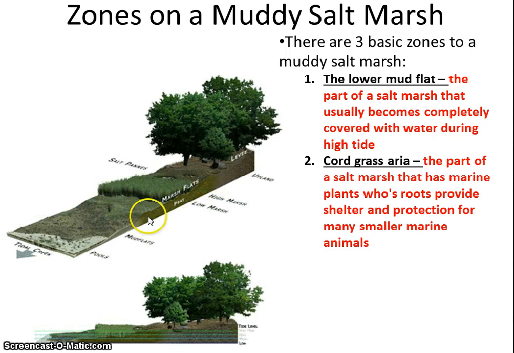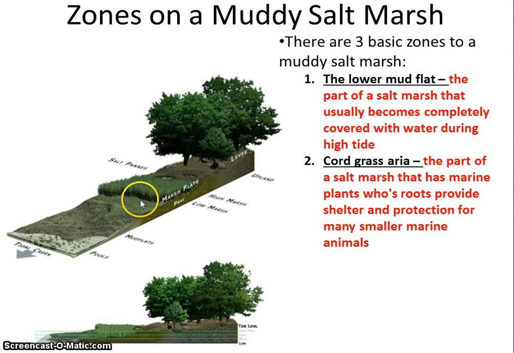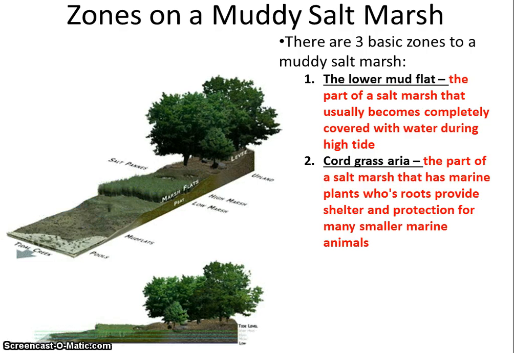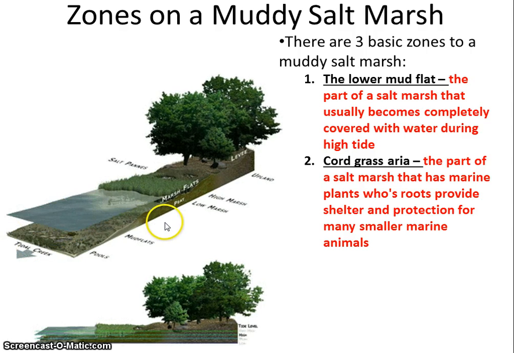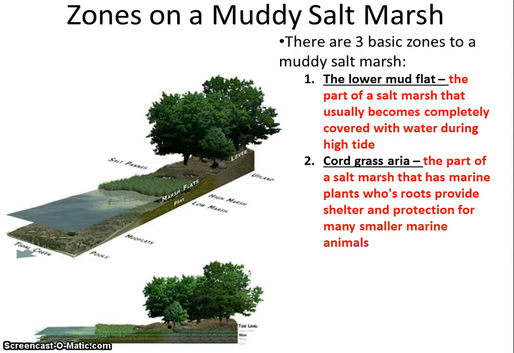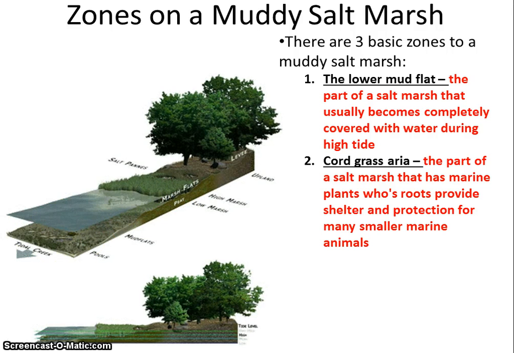In the upper part of a muddy salt marsh, you have a cordgrass area. That's where cordgrass does live and does root in the soft mud. And the reason it lives up there, not down here, again, is because up here it's not going to be completely submerged during high tide, whereas down here it would. So cordgrass can live up here, not down there.